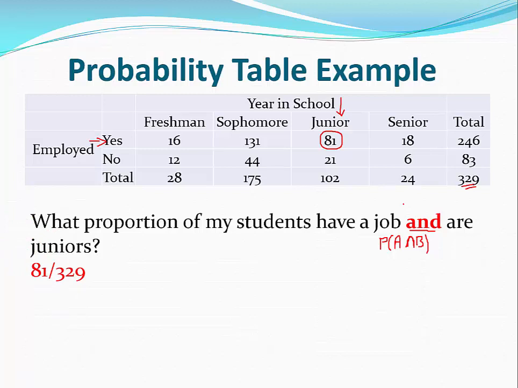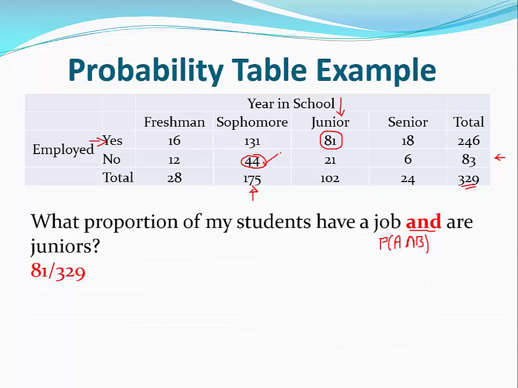What proportion of my students are sophomores and don't have a job? Well, that one. What proportion are sophomores or have a job? Now I'm going to take a look at this column and that row, the ors. I've got to be careful though, because these guys are counted both times. So you've got to know whether you're working with an and problem or an or problem, a union or an intersection. Definite difference between them.